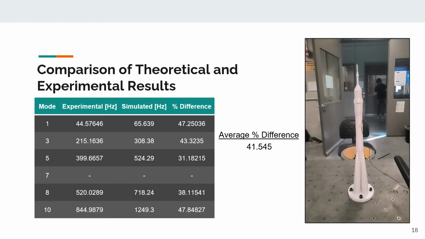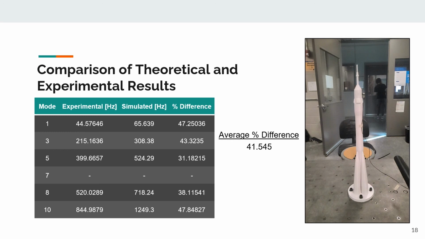When the experimental results are compared to the simulated values, an obvious discrepancy is noticed, but when calculating the percentage difference between the modes' associated frequency values, the percentage difference appears to be relatively consistent from mode to mode. Averaging these percentages shows an average percentage difference of 41.55 between the experimental values and the simulated values.